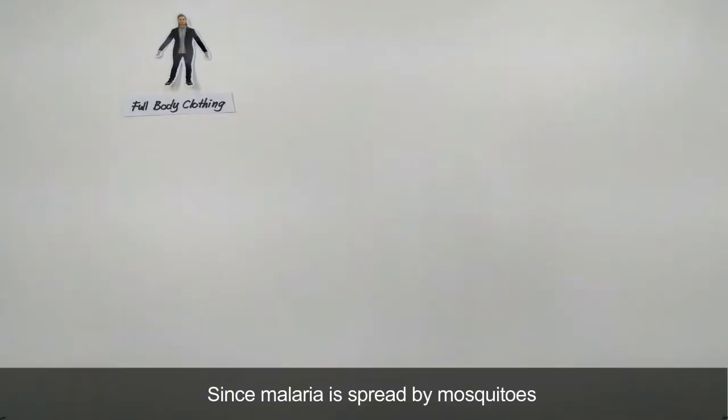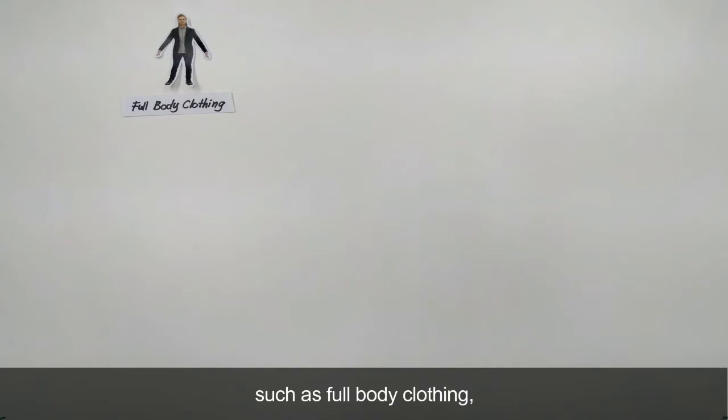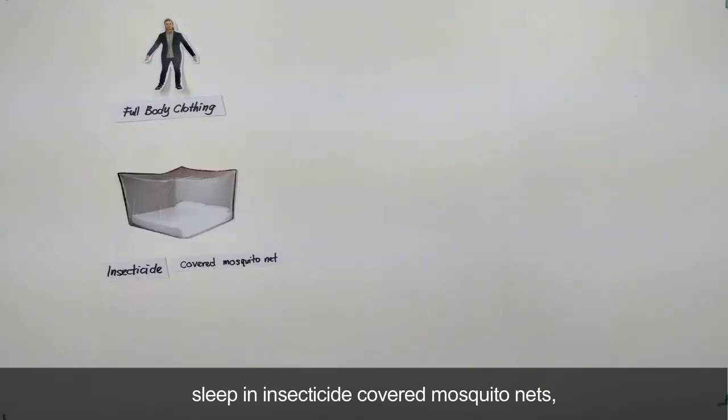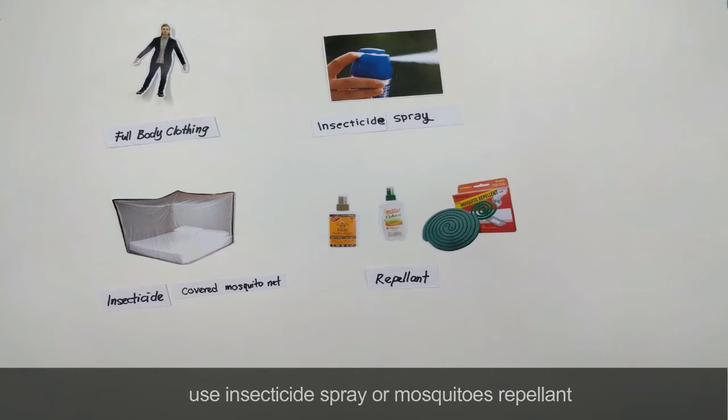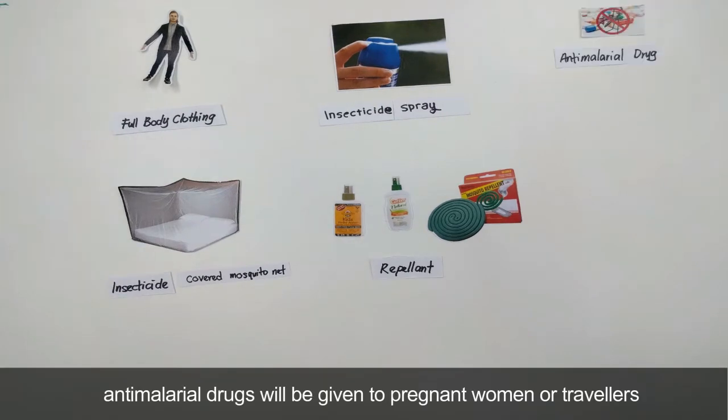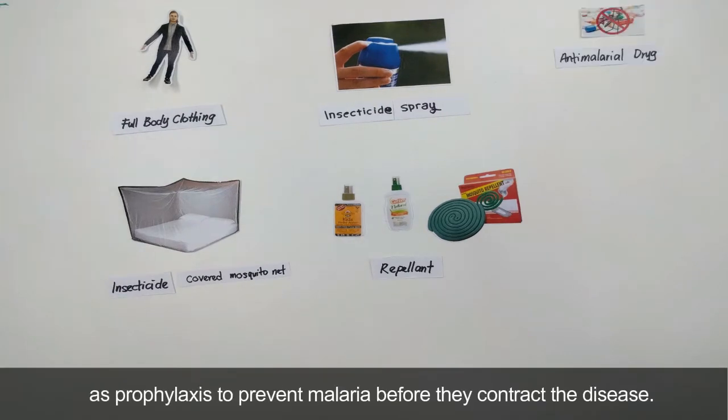Since malaria is spread by mosquitoes, anything that prevents mosquito bites can help, such as full body clothing. Sleep in insecticide-covered mosquito nets. Use insecticide spray or mosquito repellent. Anti-malaria drugs will be given to pregnant women or travelers as prophylaxis to prevent malaria before they contract the disease.